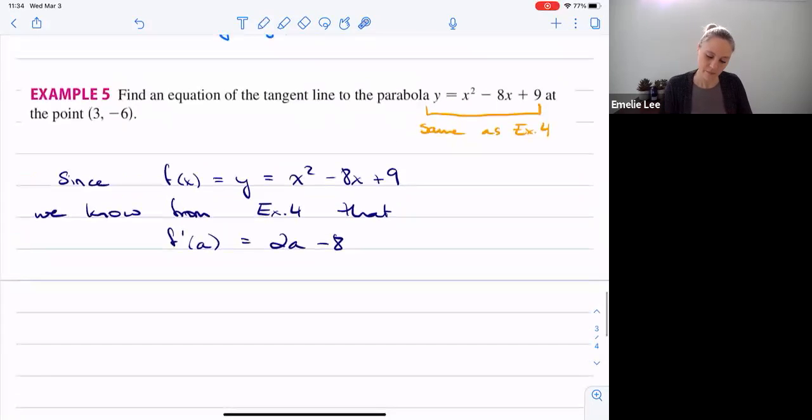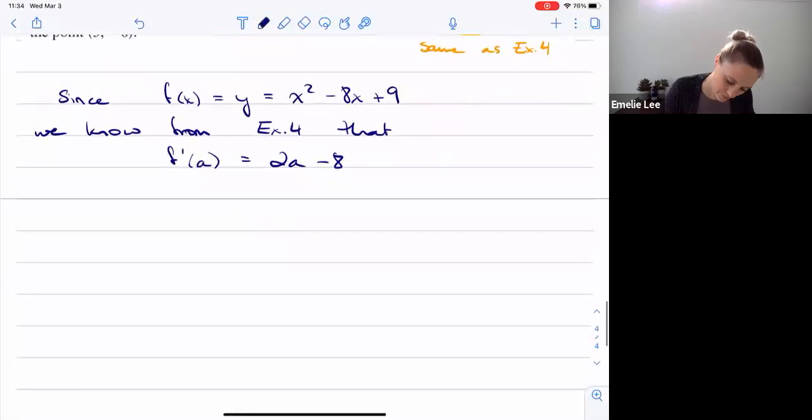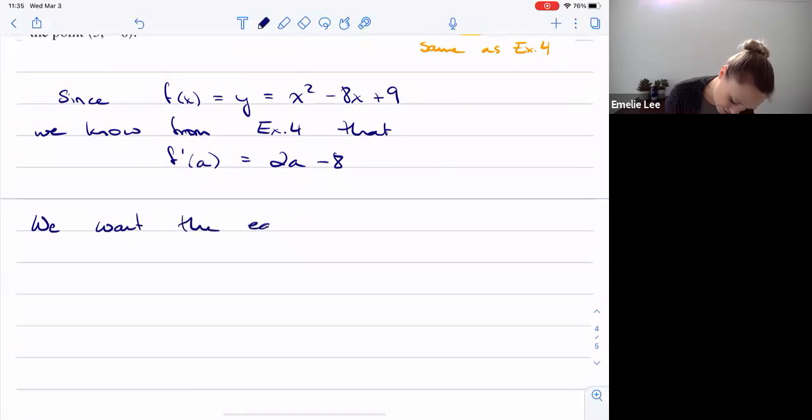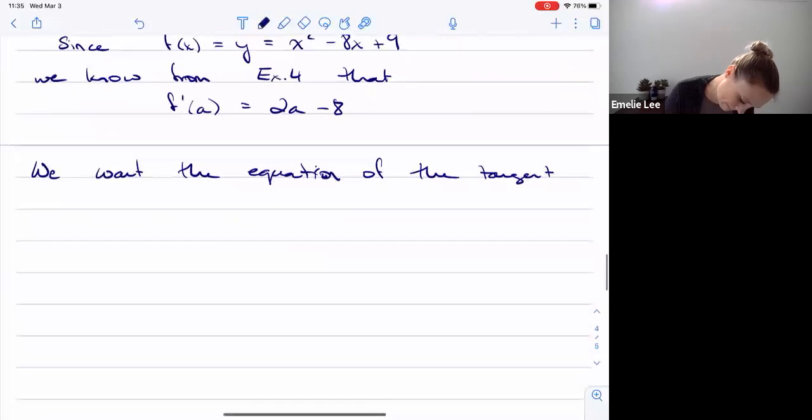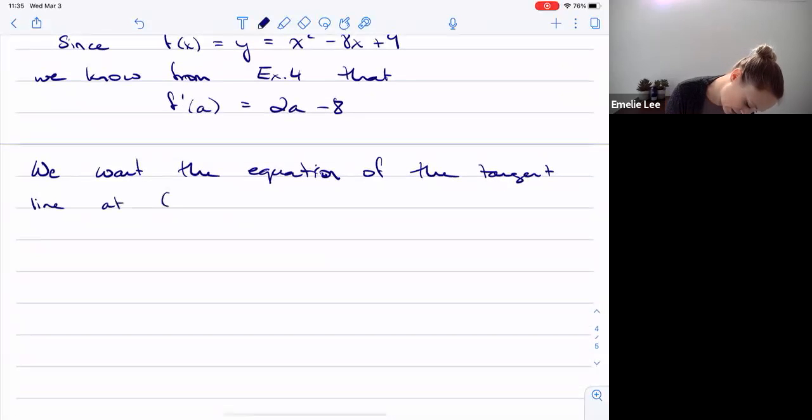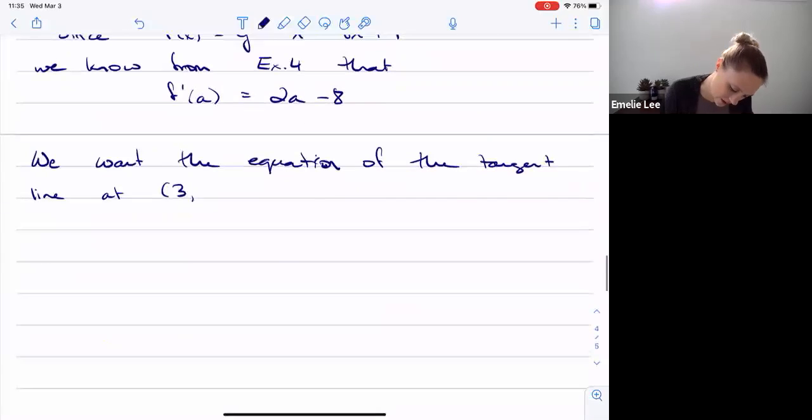Okay. So we want to use this: the slope at some value of a is 2a minus 8. In this case, the point that I'm interested in is (3, -6). So at x equals 3, I can let a be 3. So we want the equation of the tangent line at (3, -6).